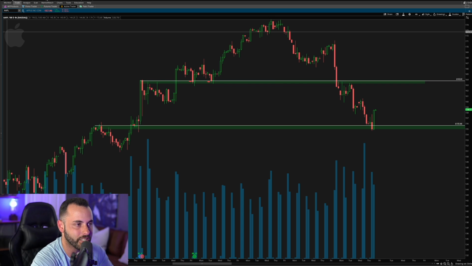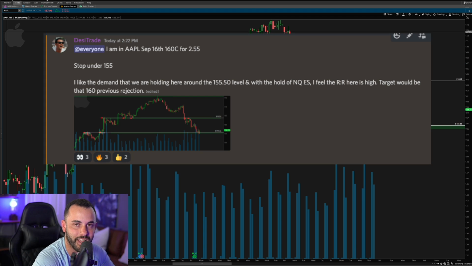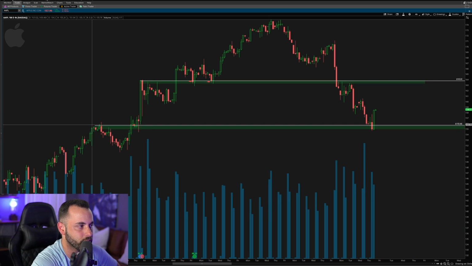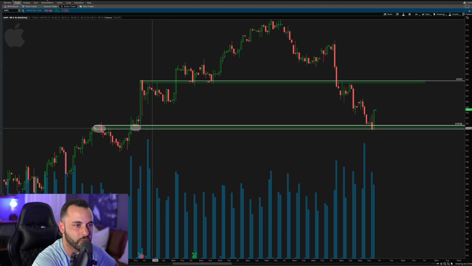The first one here is Apple to the upside. I took some Apple calls. I'll go ahead and pop up the exact calls on the screen for you to see. I like Apple here at this 155.50 level. Here's some of the reasoning why. You guys can see that we had a previous rejection here and a previous support level around this zone, which was around 155 to 155.50.